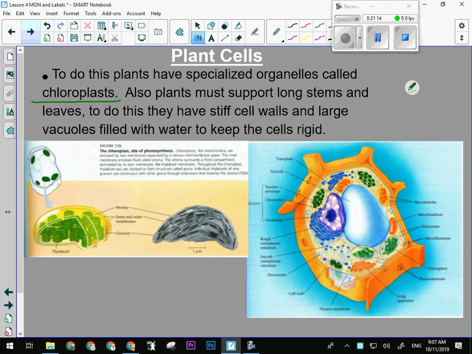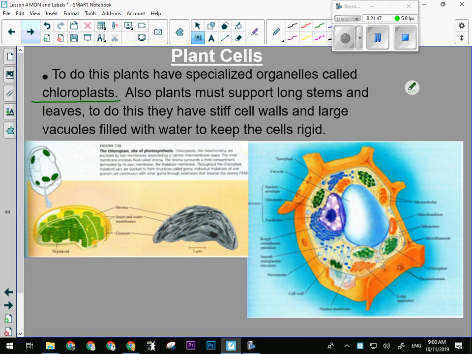Now, plants have to support long stems and leaves. That's what the cell walls help them to do. A cell wall is a fairly rigid structure made of something called cellulose. We typically refer to that as dietary fiber. So if your mom or your dad uses Metamucil, I have Metamucil every morning. It's good for you. It's fiber, right? And that comes from the fibrous parts, cell walls of plants.